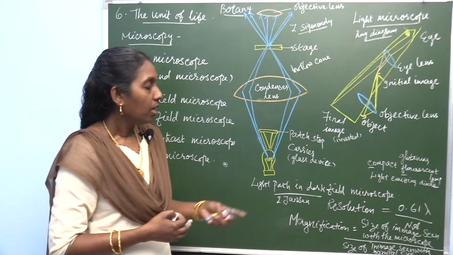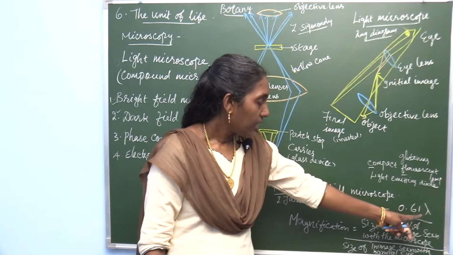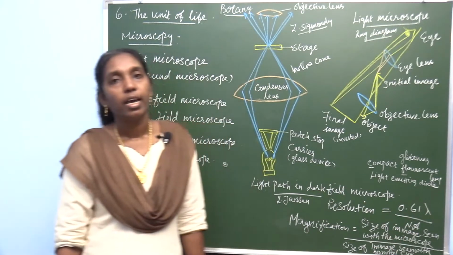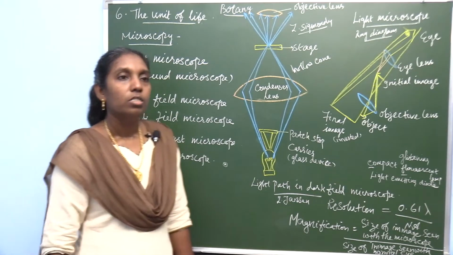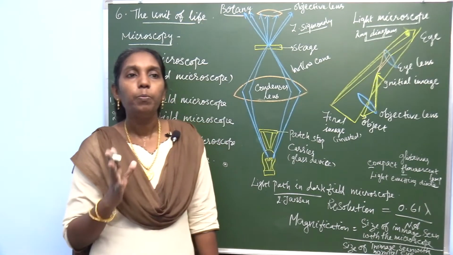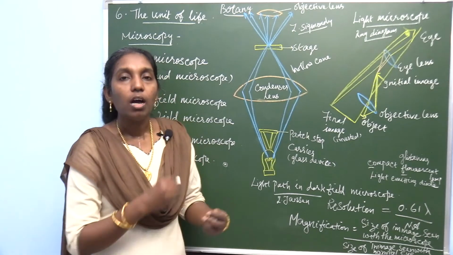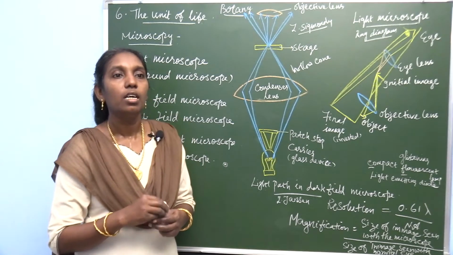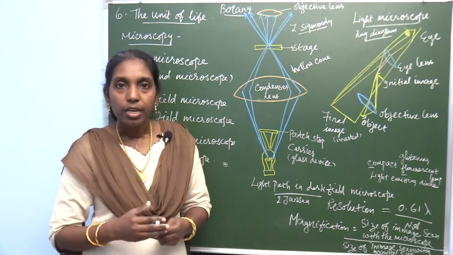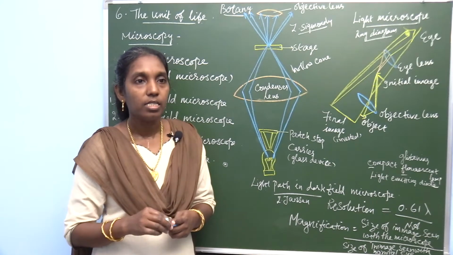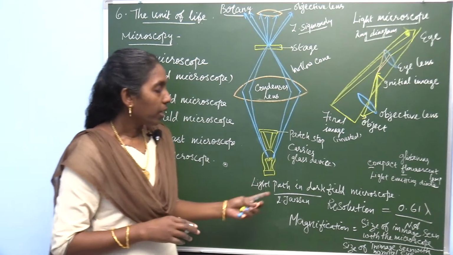So resolution is calculated by 0.61 lambda divided by NA, the numerical aperture. So what is meant by numerical aperture? The numerical aperture is an important optical constant which is associated with the optical lenses, denoting the resolving power.